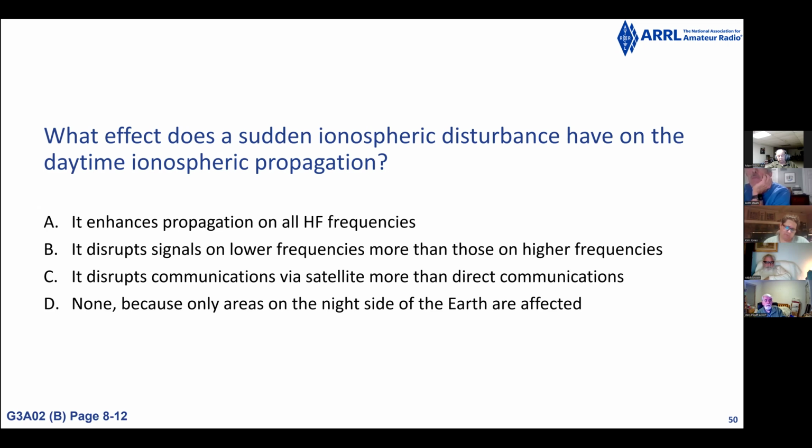So it disrupts signals on lower frequencies, because if you recall what I just said, the increased solar flux, the increased UV and X-rays, well, the increased UV mostly, penetrates through the atmosphere enough that it increases the ionization of the D layer, which absorbs radio signals better.